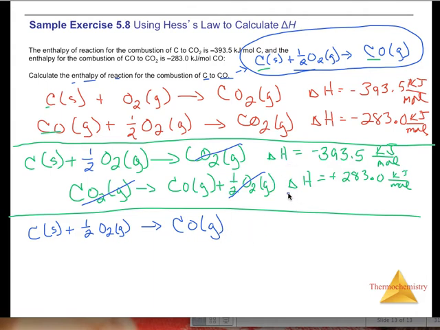add the heat of reaction, so I have negative 393.5 plus a 283. My delta H for this reaction is negative 110.5 kilojoules per mole. Really, it is just a system of equations. Look at the equations that you're given, write your target, flip, multiply the equations given so that you end up with that. All right, let's try one more together.